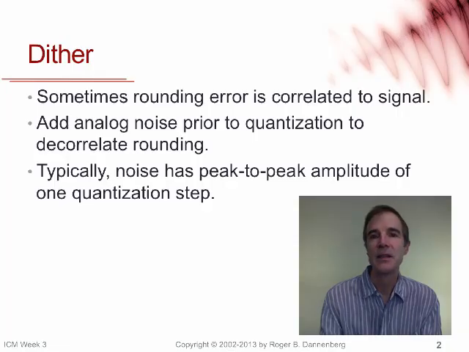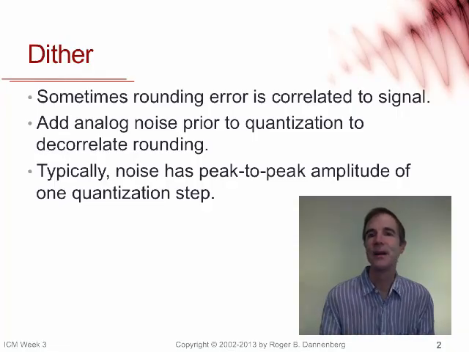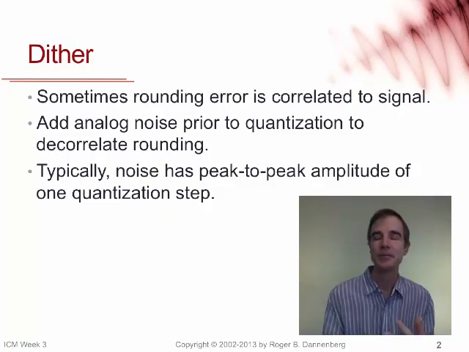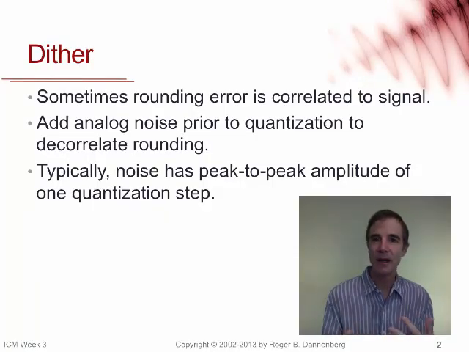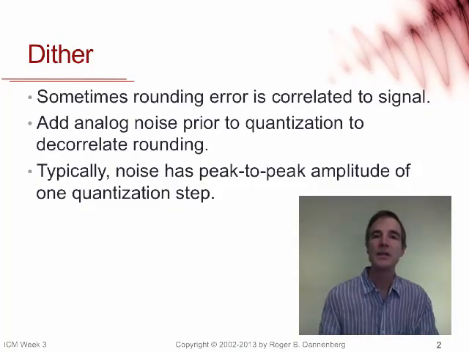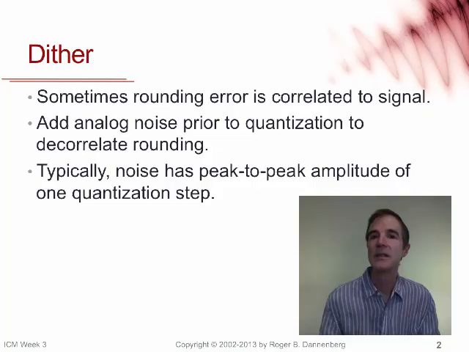Correlated just means that our assumption that the rounding error can be represented by just a uniform random distribution is no longer true, that somehow the rounding error is related to the signal itself. And what dither does is add analog noise prior to quantization.